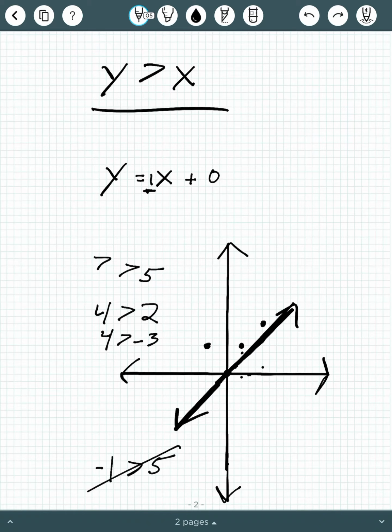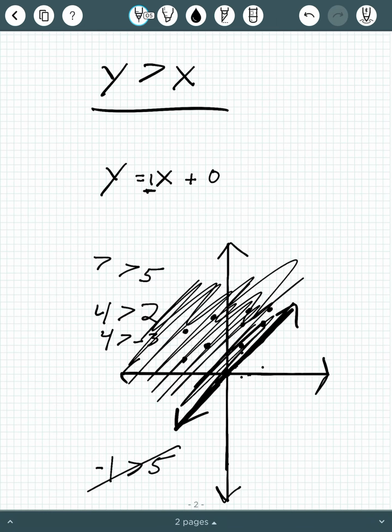The points that are working appear to be above the line that I've graphed. They all appear to be right here. These are all ones that have a y that is greater than the x value. So this whole section, all these points that are above or to the left of that line have a y greater than an x, and anything to the right or below the line does not work. So the way that I show my solution set here is to shade over all of those points.